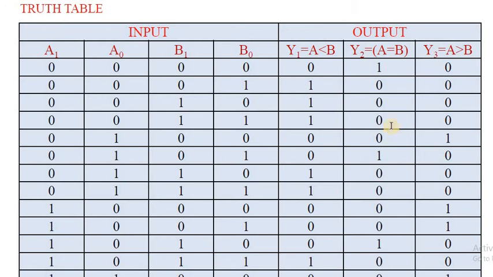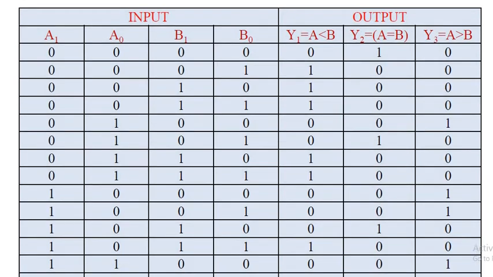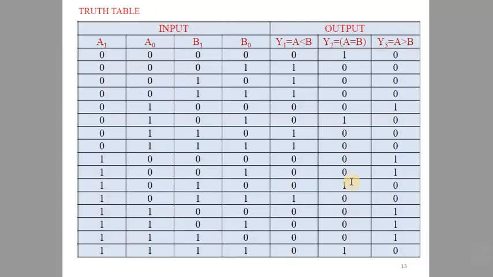This is the truth table for the 2-bit magnitude comparator. Consider A1, A0, B1, B0. These are the inputs. The first two are considered as A, the other two as B. There are 4 inputs and 3 outputs. 4 inputs means the possible combinations are 16. This is the whole truth table for the 2-bit magnitude comparator.